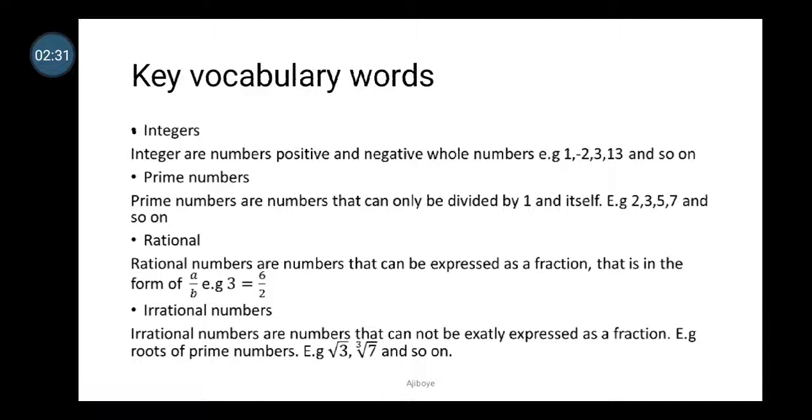So we also have irrational numbers. Irrational numbers are numbers that cannot be exactly expressed as a fraction. For instance, the root of prime numbers cannot be exactly expressed as a fraction, because in some cases you have a very long chain of decimals. So that makes it very difficult to express as a fraction. And such numbers are referred to as irrational numbers.